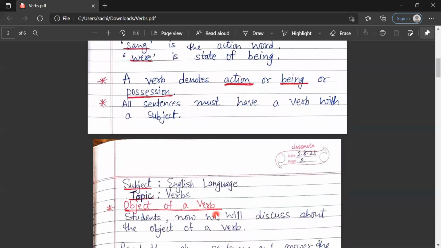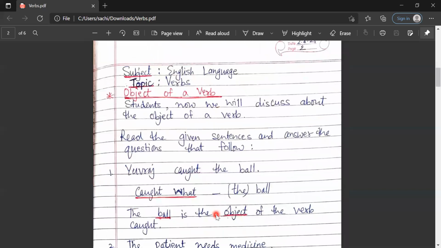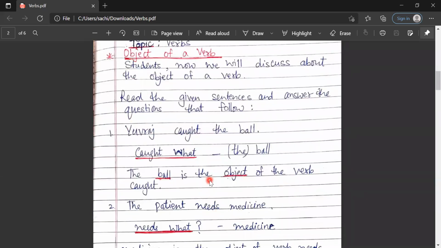Object of a verb. Students, now we will discuss the object of a verb. Read the given sentences and answer the questions that follow. Number 1, Yuvraj caught the ball. Caught what? The ball. The ball is the object of the verb caught.